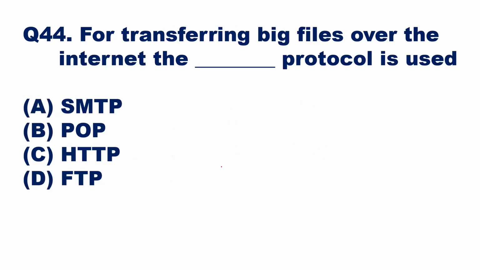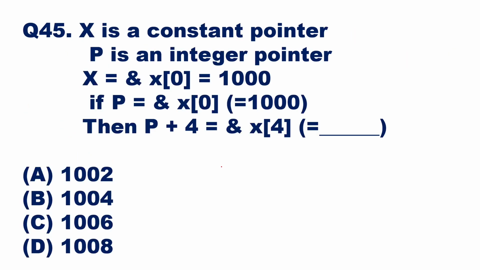Then we'll go to the next question. For transferring big files over the internet, the dash protocol is used. When we studied these protocols, for transferring big files we used FTP, that is File Transfer Protocol. So option D, File Transfer Protocol, is the correct answer. For transferring big files over the internet, the FTP protocol is used.